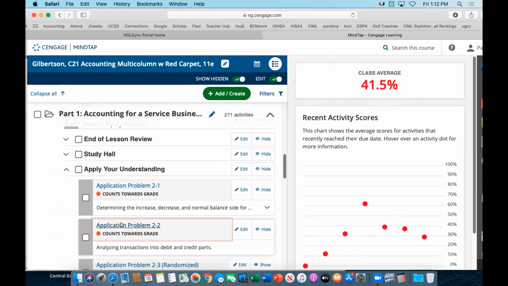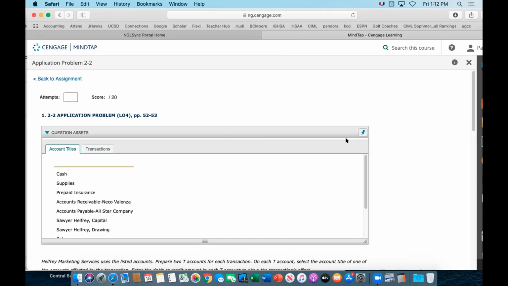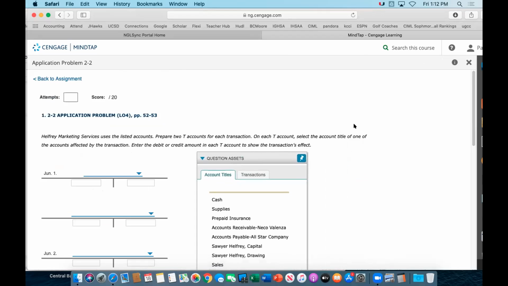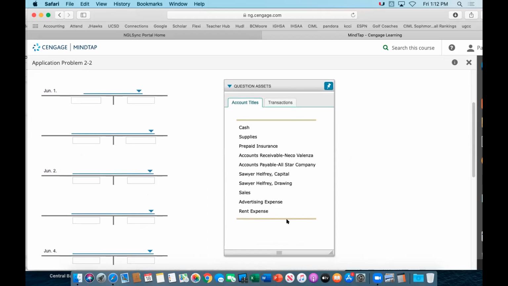So application problem 2-2. I can do the first one with you if you want. Sometimes the instruction is so big. But this is the chart of accounts. We got a couple different accounts.